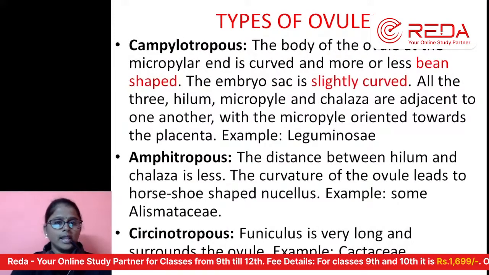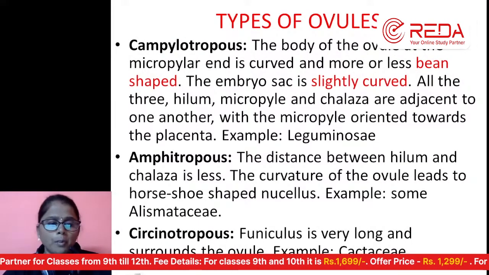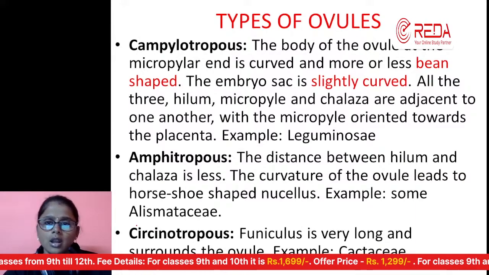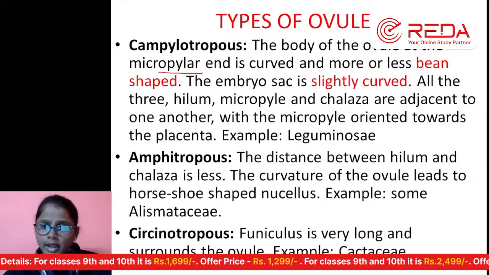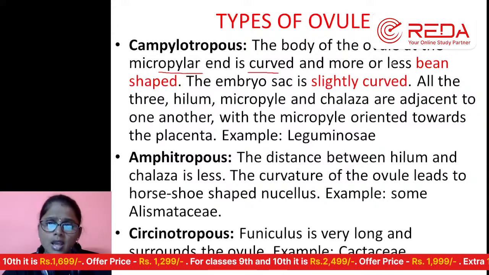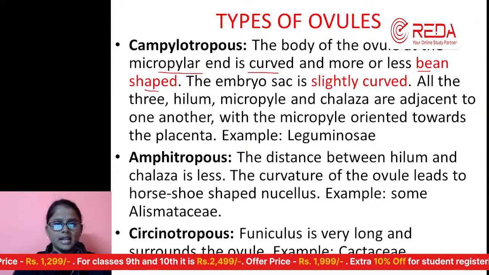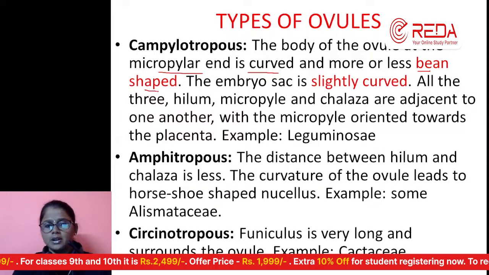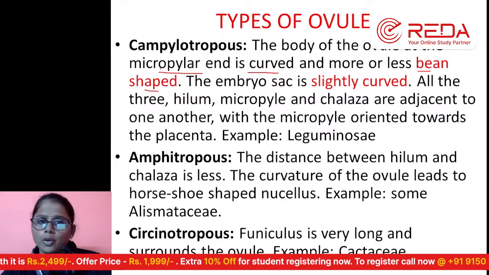And the fourth variety is called campylotropous. In the campylotropous ovule, the body of the ovule at the micropylar end is just curved. You can see the curved structure looking exactly like a bean, a kidney shape. Like the same, you could see the curve at the micropylar end.